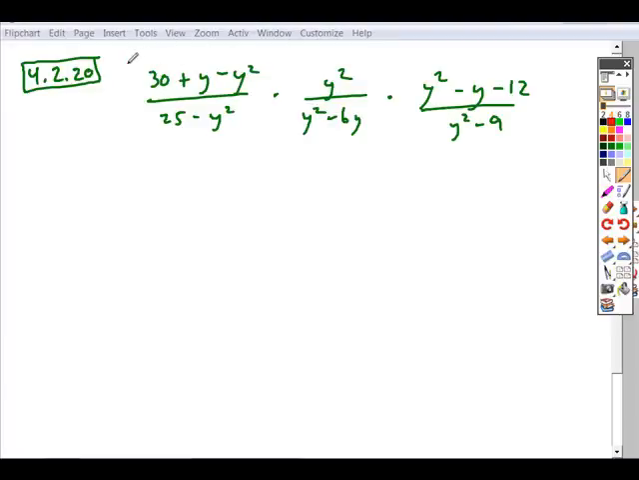And when we reorder it, let's also take out a negative because we want our positive leading coefficient. So we do have to change the sign. The 30 becomes a negative 30. The plus y becomes a minus y. And the minus y squared becomes a plus y squared.